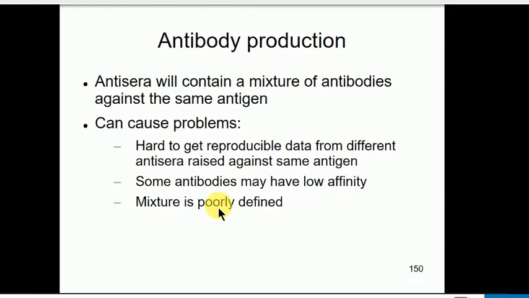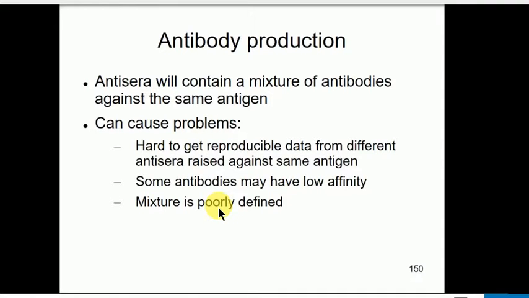But what you'd often see would be a lot of background. You know, some of the antibodies in there would recognise your antigen. You'd get messy signal, or you wouldn't be clear about whether the signal was what you wanted or not. And the mixture would not only contain one antibody against your antigen, it might have a whole load of different antibodies that recognise different bits of your antigen, because every protein has got multiple epitopes on it. Some might have high affinity, some might have low affinity. The mixture itself is not very well defined. And this is what is often called a polyclonal antibody prep.